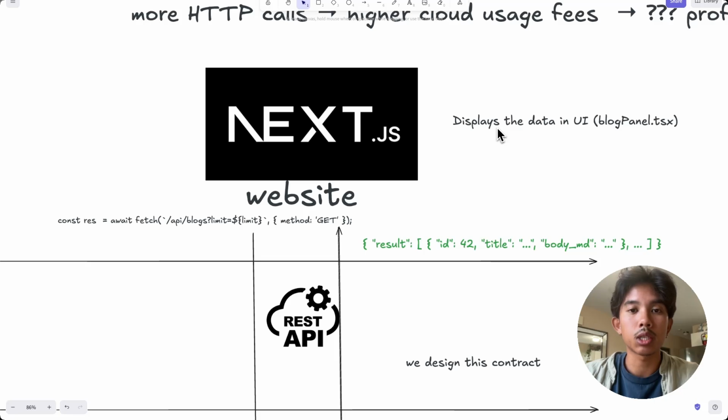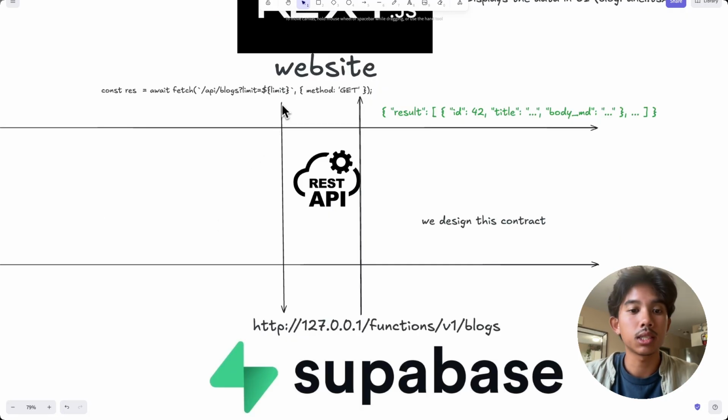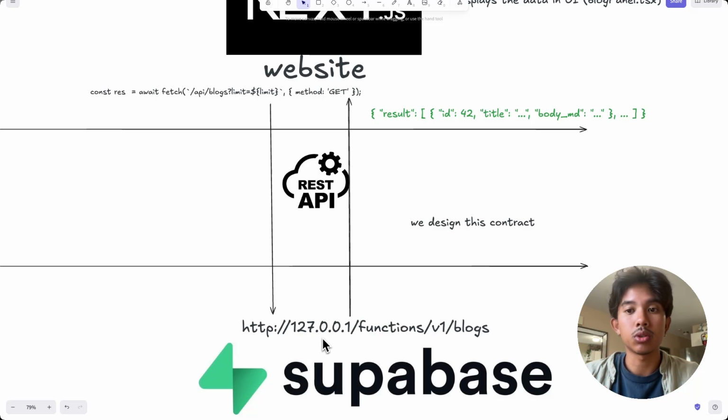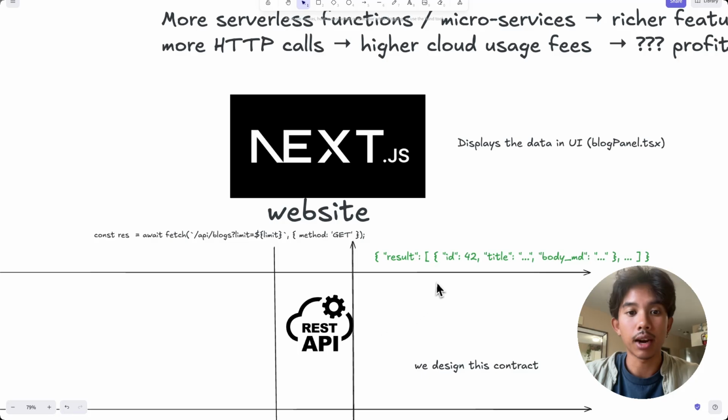In this case, we want to display the user's data in this blog panel component. To do that, we hit a fetch request, which calls this HTTPS endpoint. This is going to hit this endpoint over here, and then our edge function is going to process the limit requested by the user. It's going to process this into a JSON response and return that into our front end. Finally, we'll take that data and display it in the UI.